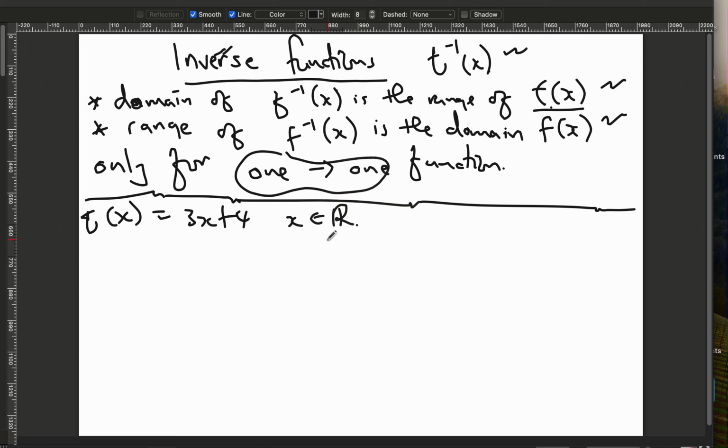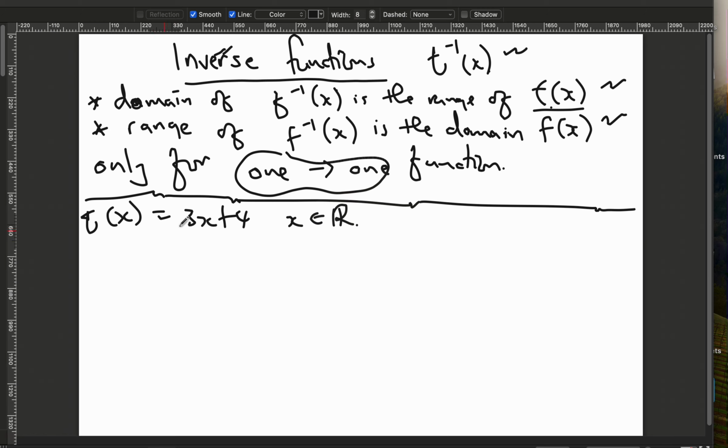So with this, the range is always going to be equal to what? f of x is going to be an element of real numbers, because if x takes any value, then f of x is going to be taking any value as well. This is a 1-to-1 function with a domain of x being an element of real numbers as well.